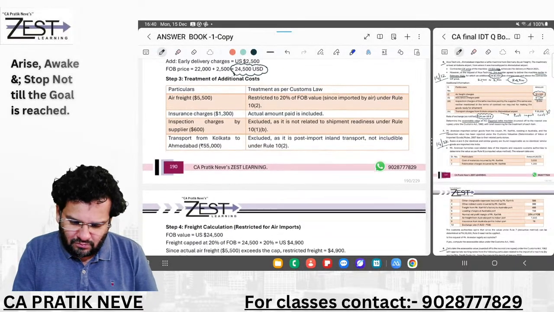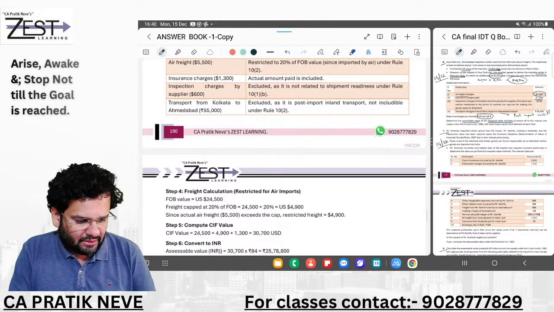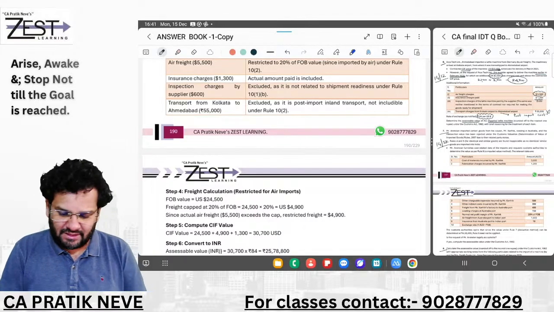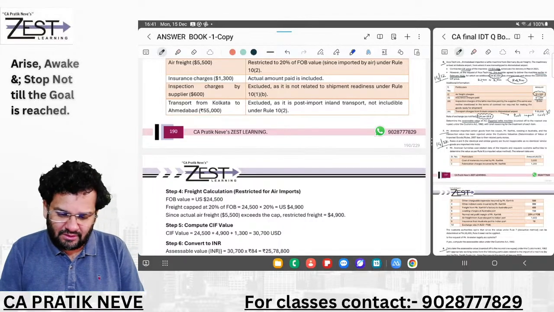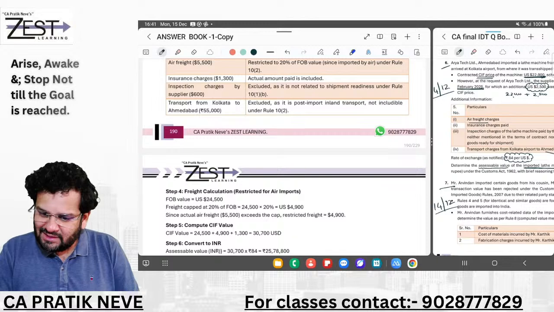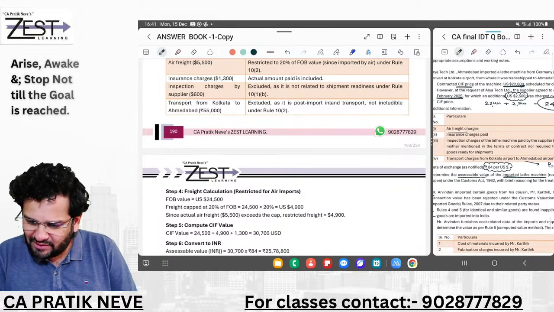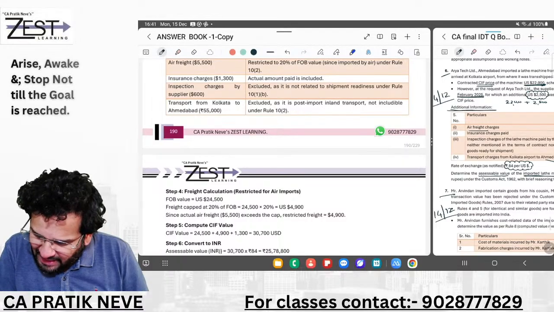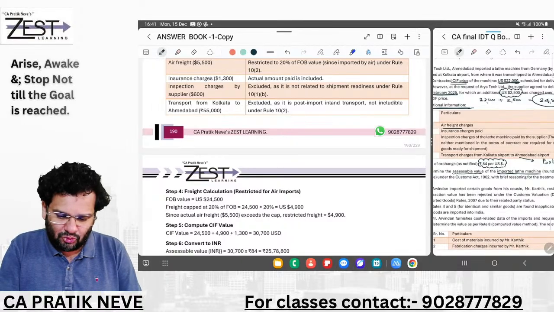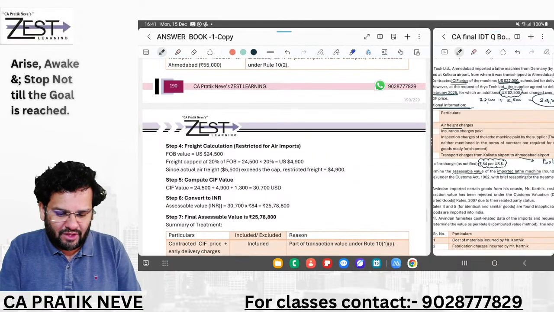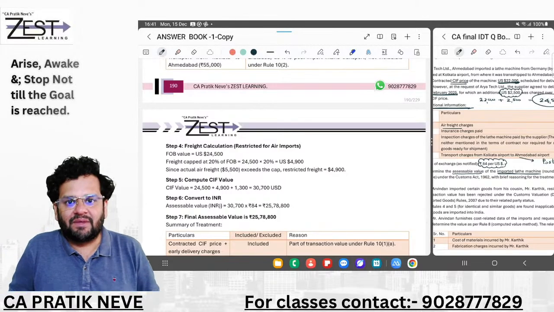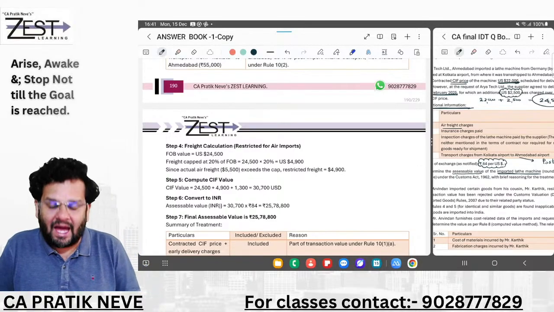Now take on your calculator 24,500 into 20%, which is 4,900. Even though they are saying that CIF price is 24,500, over and above that, air freight charges and insurance charges are recovered. So we have to add it. 24,500 will be deemed as FOB in this case. In that you will add insurance and freight.